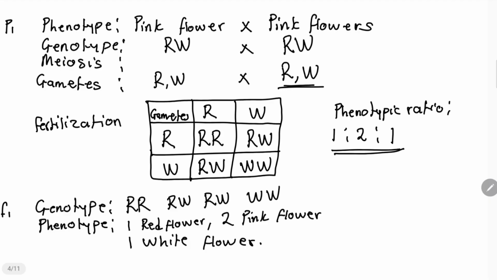It is important to note that when we write the phenotypic ratio or the genotypic ratio, a ratio has to be written in simplest form at all times. And we cannot simplify 1:2:1 any further, so that is our final answer.